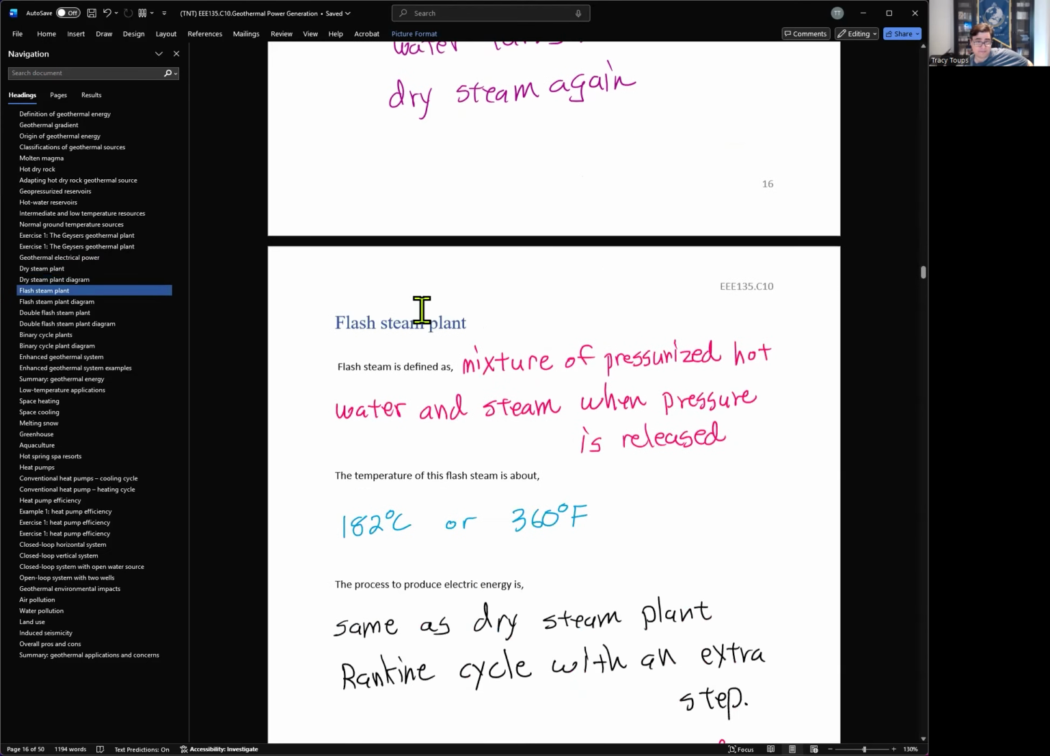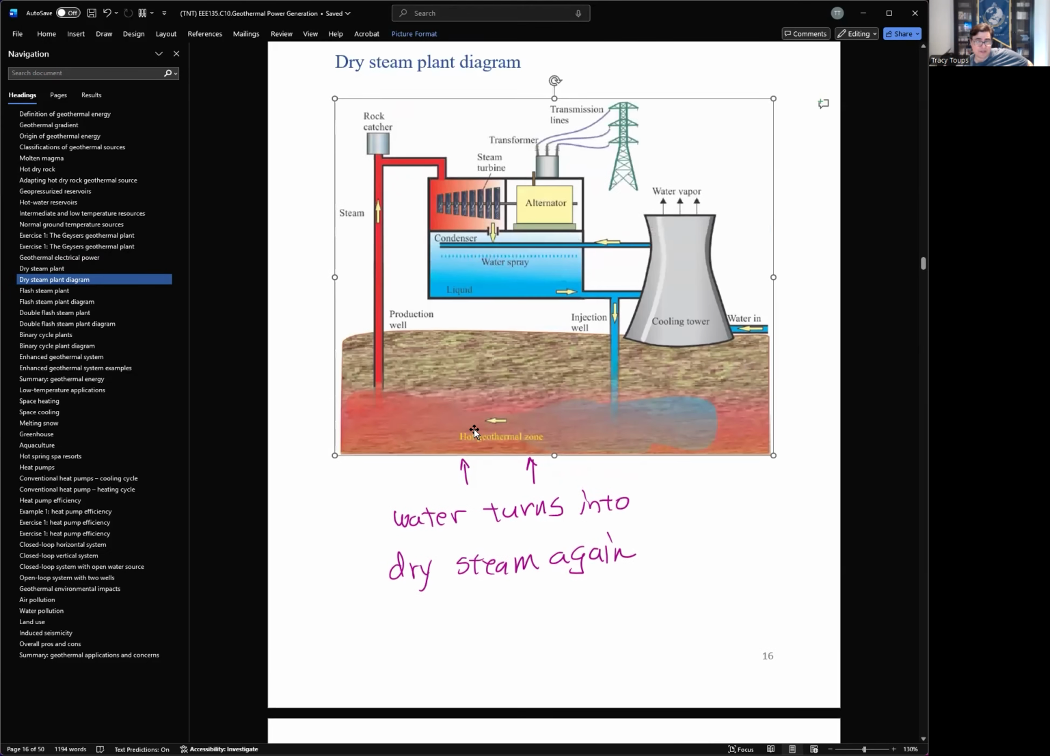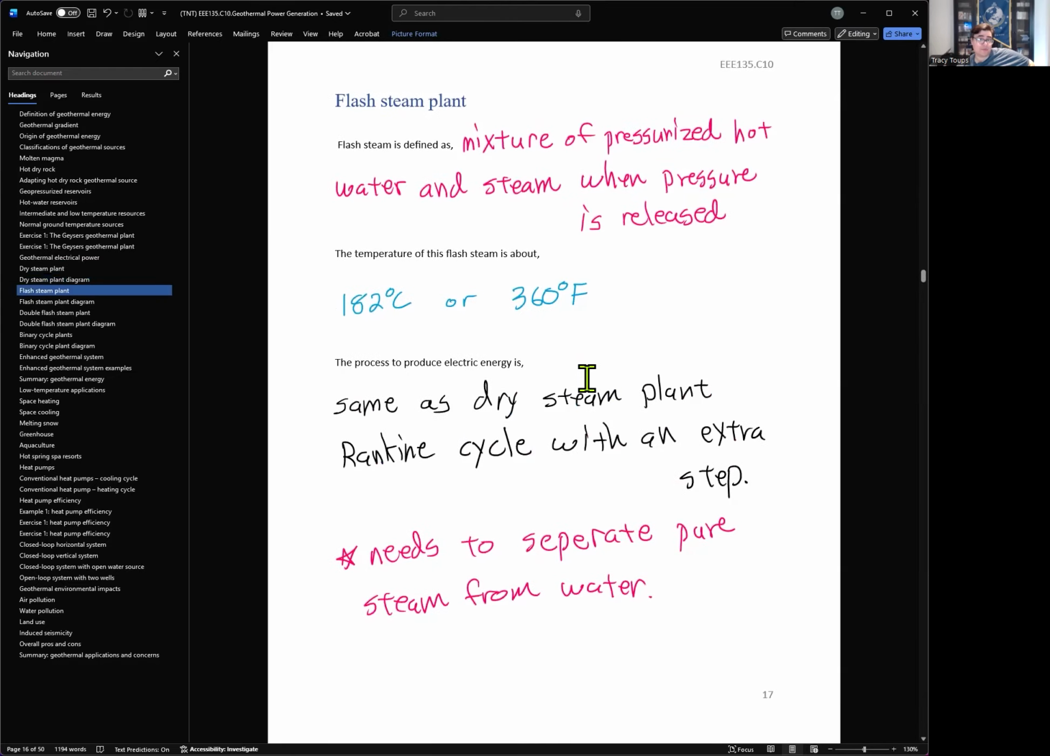So that's your dry steam plant. I would mention that, apart from the heat source, everything else in this middle part works the same way a fossil plant works. A coal plant, a nuclear plant, they all work based on a steam turbine. The only difference is where the heat source is coming from, and in this case, it's a geothermal source.